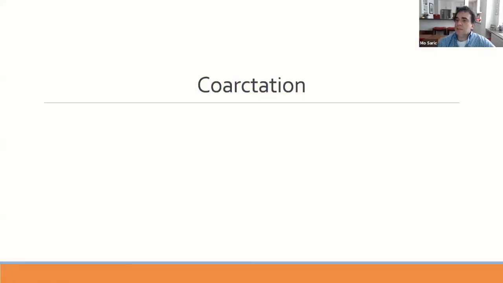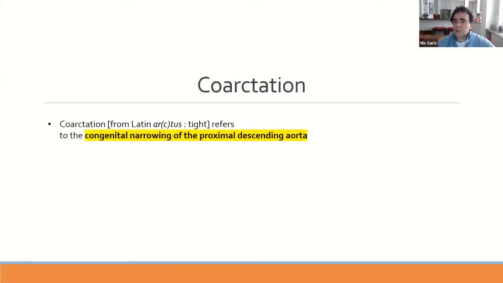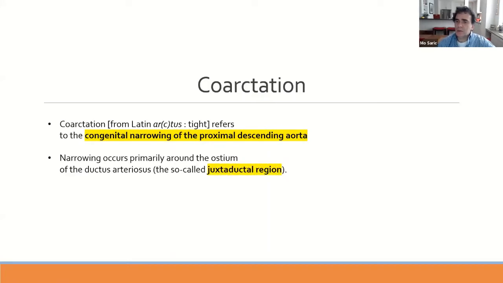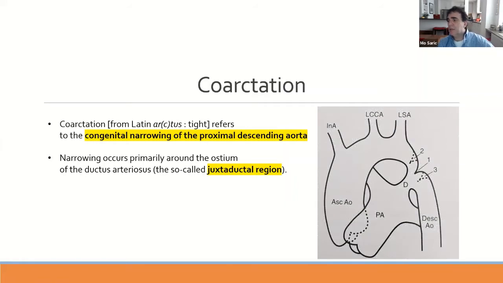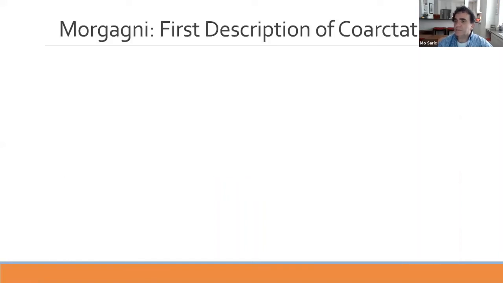Now that we have looked at the anatomy of the aorta, let's look at a little bit of aortic coarctation. What is coarctation? Coarctation is a congenital narrowing of the proximal descending aorta. The narrowing occurs primarily around the ostium of the ductus arteriosus, in the region of the ductus, the so-called juxtaductal region. This is again the aortic arch with the isthmus region, but this time the ductal area is represented with the narrowing as the source and the typical location of aortic coarctation.